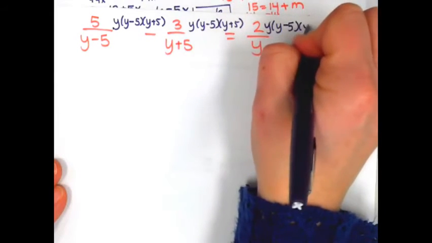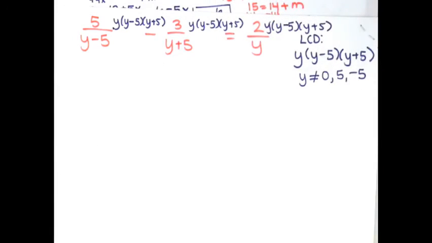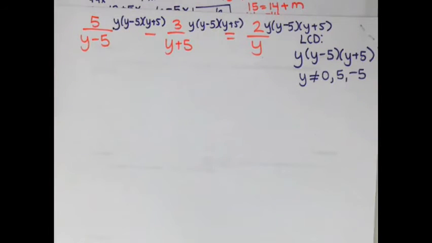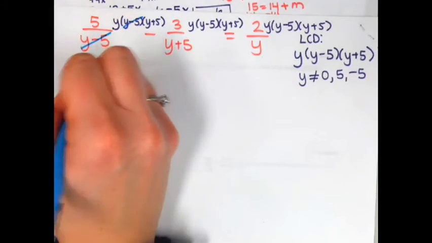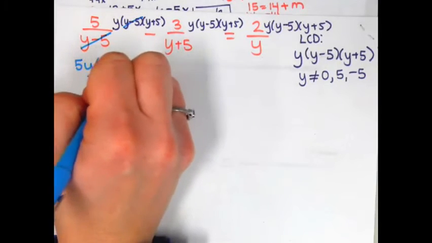5, y plus 5. All right. So now, looking at the first one, what can I cross out? Y minus 5. So we're going to have 5 times y plus 5. Is everyone okay with that?